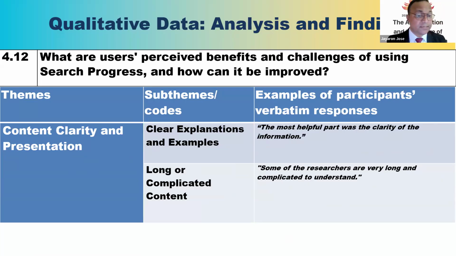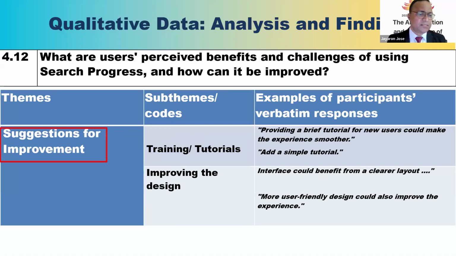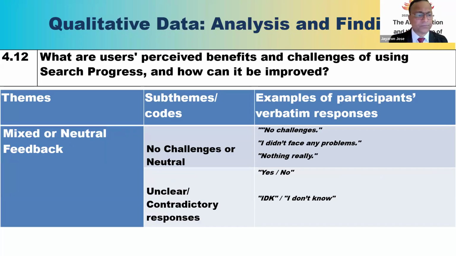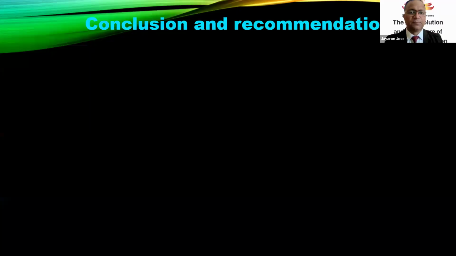And finally, content clarity and presentation was another theme that we derived from the analysis of the qualitative data. Clear explanations and examples are sub-themes, and so is long or complicated content, so we could find some negative and positive responses. Suggestions for improvement: training tutorials, since students require training. Of course, we conduct a workshop at the beginning of the semester to familiarize teachers and students with it. Improving the design. There are some neutral responses, like some responding with no challenges, and some saying it's not clear. So these are some of the responses.